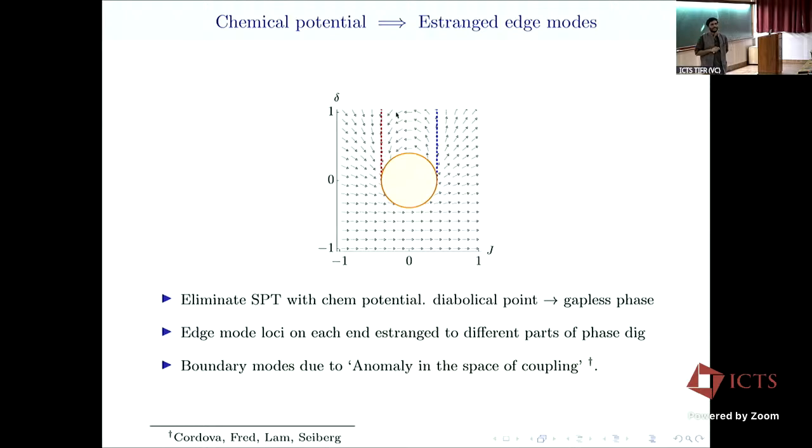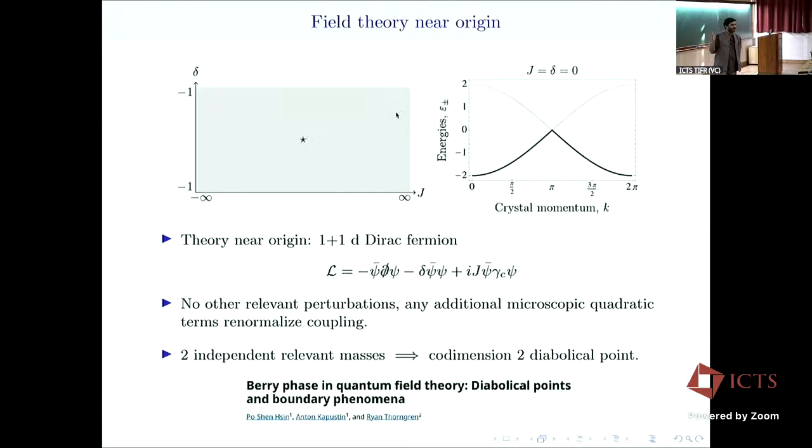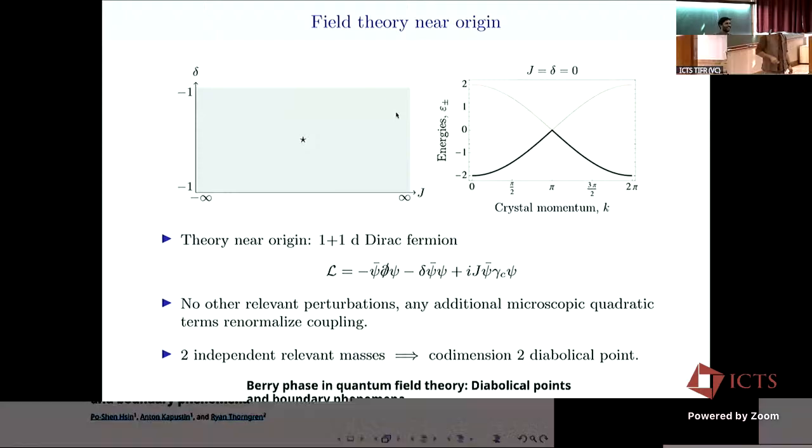Okay. Usually for SPTs, you have edge modes on both edges. So the appearance of edge modes is connected to something called anomalies in the space of coupling constants. It's not an anomaly for the symmetries, like for SPTs. It's an anomaly between the symmetries. It's a mixed anomaly between the symmetries and the compactness of parameter space. We can talk offline.